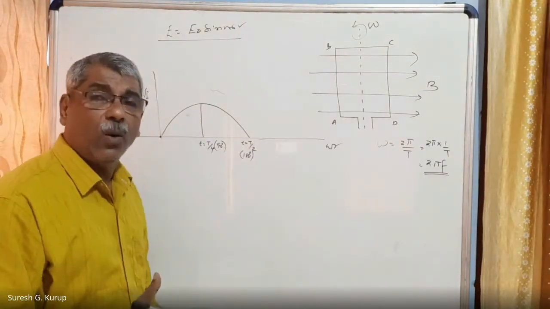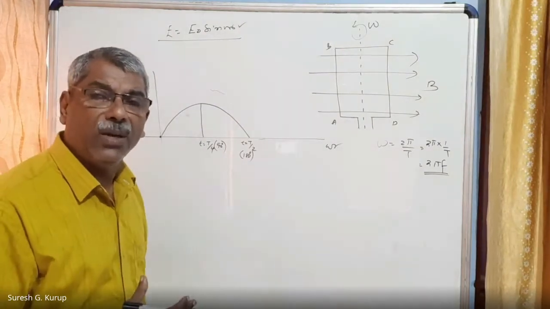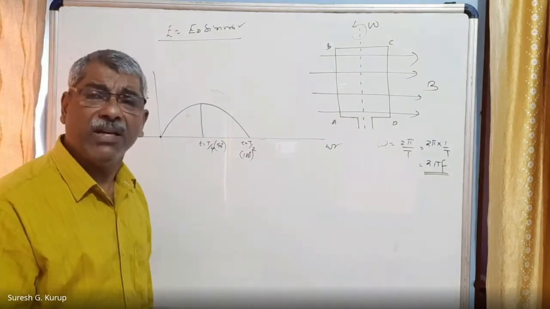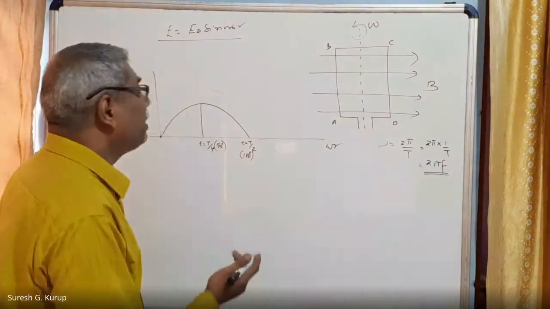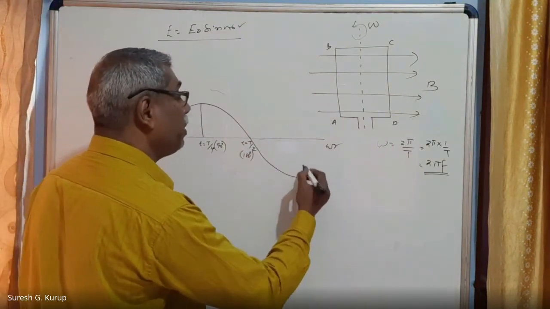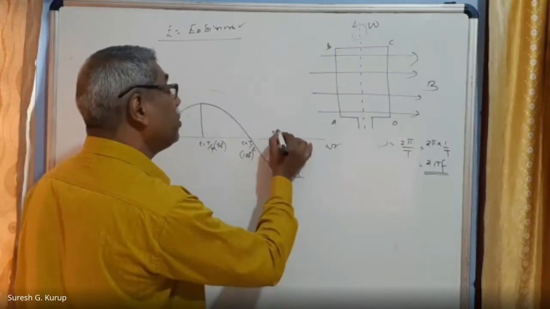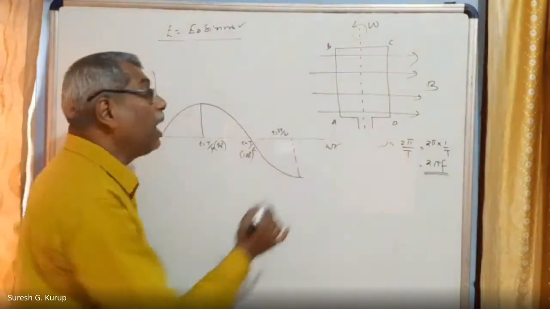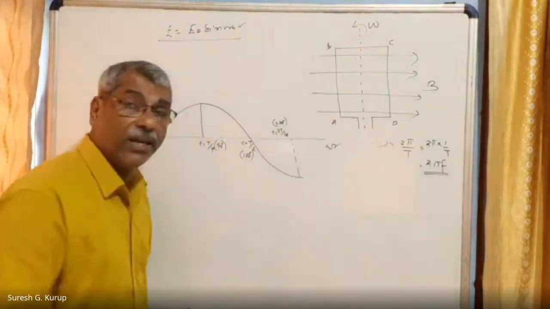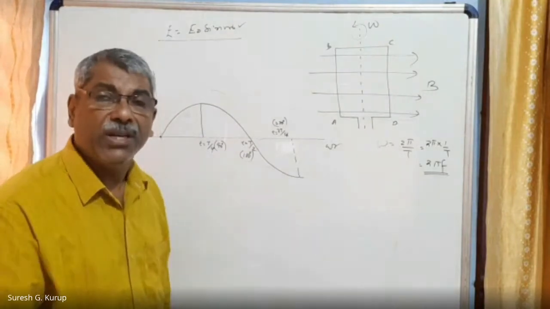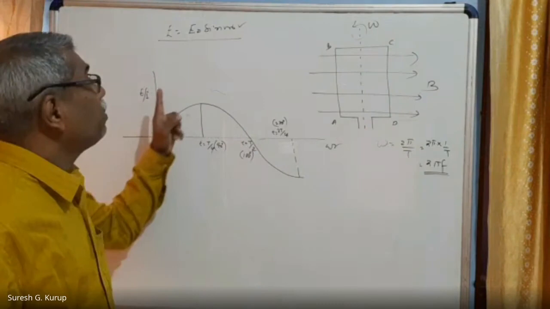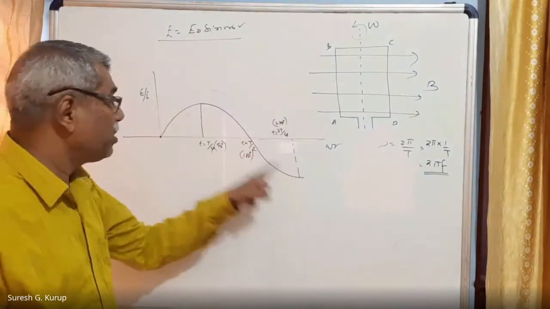Now again the coil continues to rotate, and when it completes 270 degrees, 90 plus 90 plus 90, the third quarter, then the time taken is equal to 3T by 4. When the time taken is 3T by 4, the angle is equal to what? The angle is equal to 270 degrees. Sine 270 degrees is equal to minus 1. That means E becomes equal to minus E0. That means maximum, this is E0.